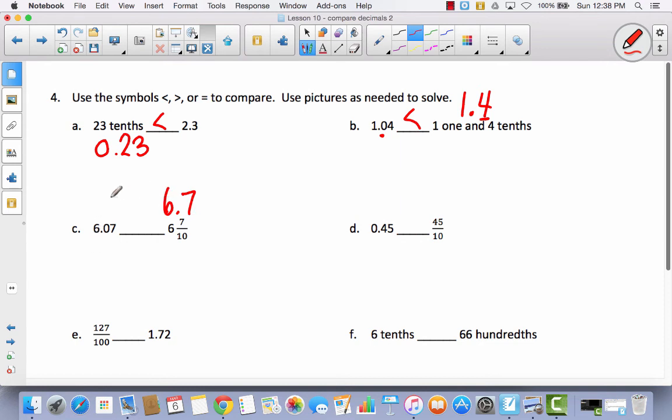Well, they're the same in the ones place, but what about the tenths place? This has a 0 and this has a 7. So 0 is less than 7. All right, so let's rewrite this 45 tenths. This is an improper fraction, isn't it? So 45 tenths, if you remember from a couple lessons ago, is actually 4 and 5 tenths. 4 wholes and 5 tenths. And this is 45 hundredths. So this would be less than.